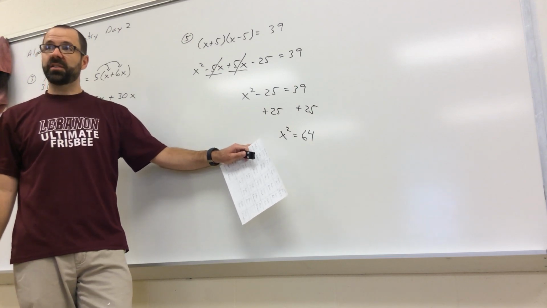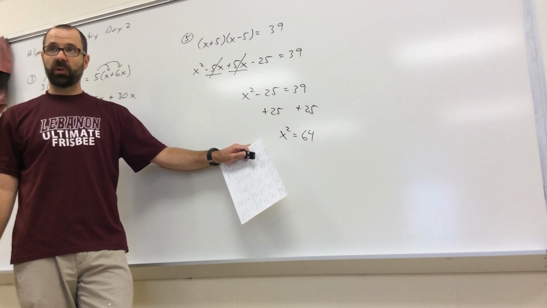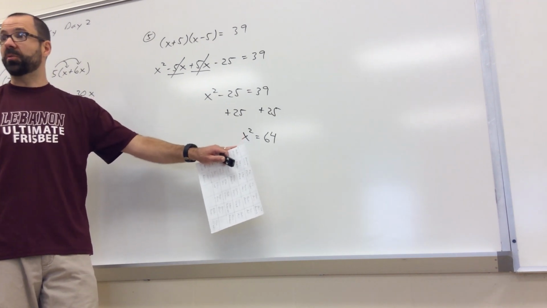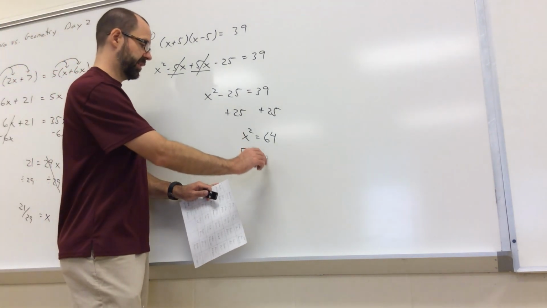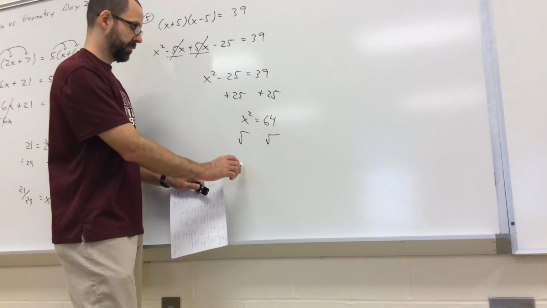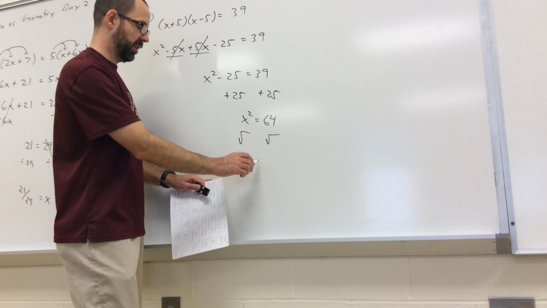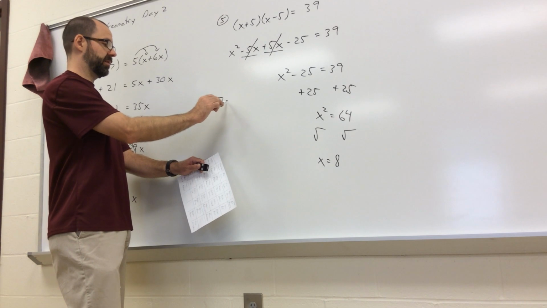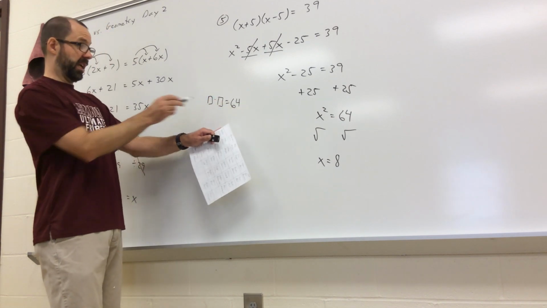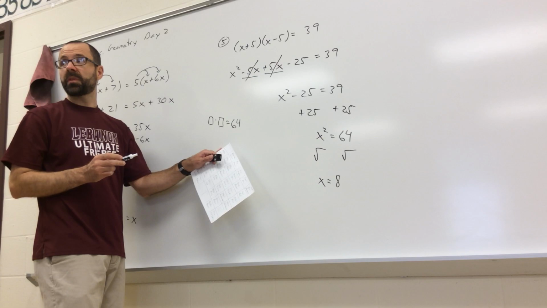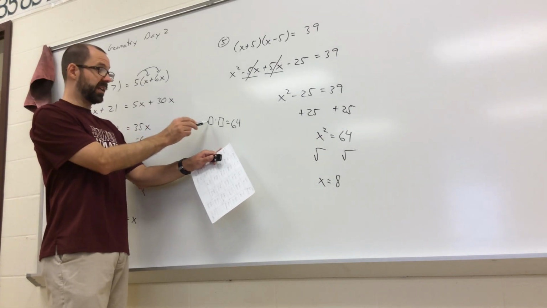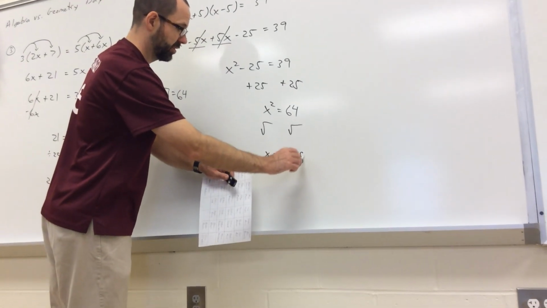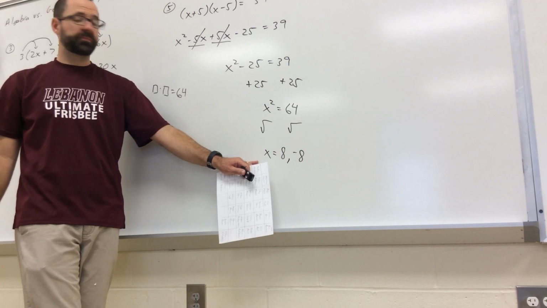Okay, and then what do you do next, Ethan? Take the square root of both sides, because that gets rid of x squared, right? To get rid of squaring, you square root. Square root both sides. And the square root of 64 is 8, because square root means what times what equals 64. So 8 will do that, right? But also negative 8, because negative 8 times negative 8 is positive 64. So you have to watch out for that. There's two answers when you take the square root.